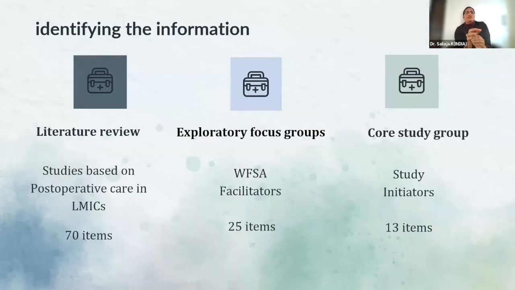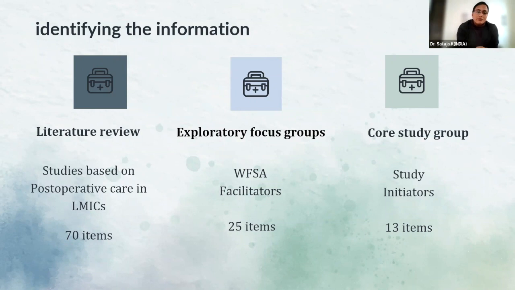So how was the information needed identified? Like what are the items that can be included for a short course on postoperative care? So a literature review was done, and studies based on postoperative care in low and middle income countries were looked into. As such, postoperative mortality and morbidity is quite high, and that is one reason why it was decided to go ahead with this. And also in low and middle income countries, the morbidity and mortality is much higher than in other regions. So specifically, this area was also chosen.